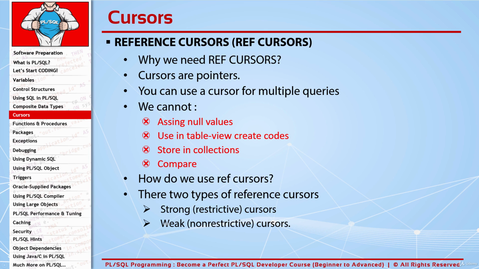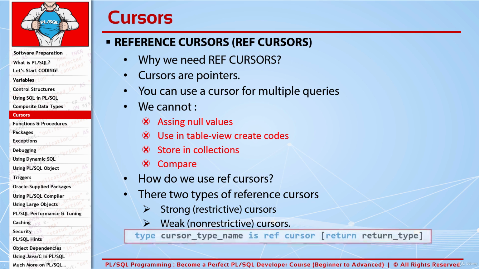But on the other hand, if we don't specify a return type for the ref cursor, it becomes a weak ref cursor. Weak ref cursors are more flexible because any valid SQL query will be accepted in it. But it is more error prone because the compiler cannot guess which type of data you will work on. So you may have some runtime exceptions.